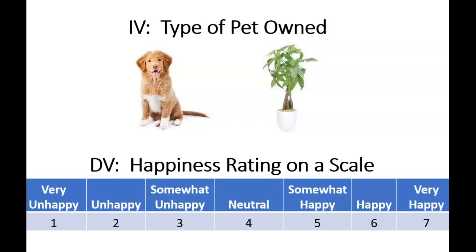Using the data set, I am interested in knowing whether the type of pet owned, and I'm interested in dog owners versus plant owners, makes a difference on happiness ratings on the scale that we used. So my independent variable is type of pet owned. This is a discrete variable, and there are two levels or groups, dog owners and plant owners. And the dependent variable is happiness rating on a scale. This is a continuous variable.